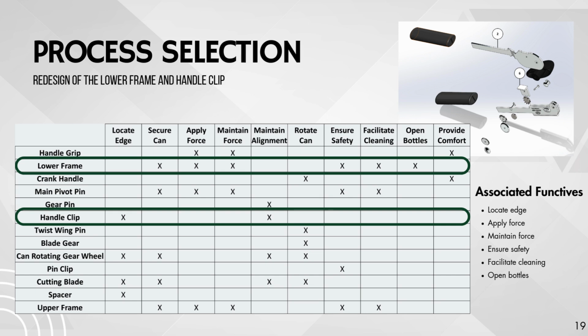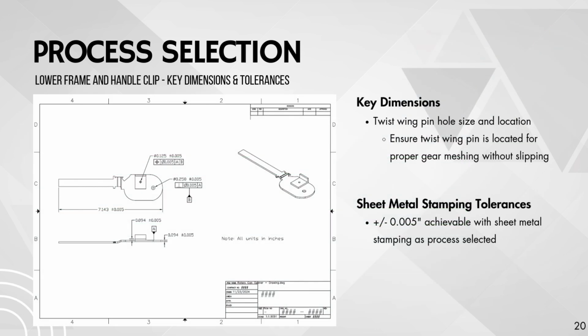Because of the product design and proximity to each other, the components can be combined into one single stamping. Key dimensions when combining these components is the location and size of the twist wing pinhole in reference to the pivot pinhole. In the drawing, we call out the pivot pinhole as a datum and govern the twist wing hole with a 5,000th true position callout, which will ensure the proper gear meshing when using the can opener.